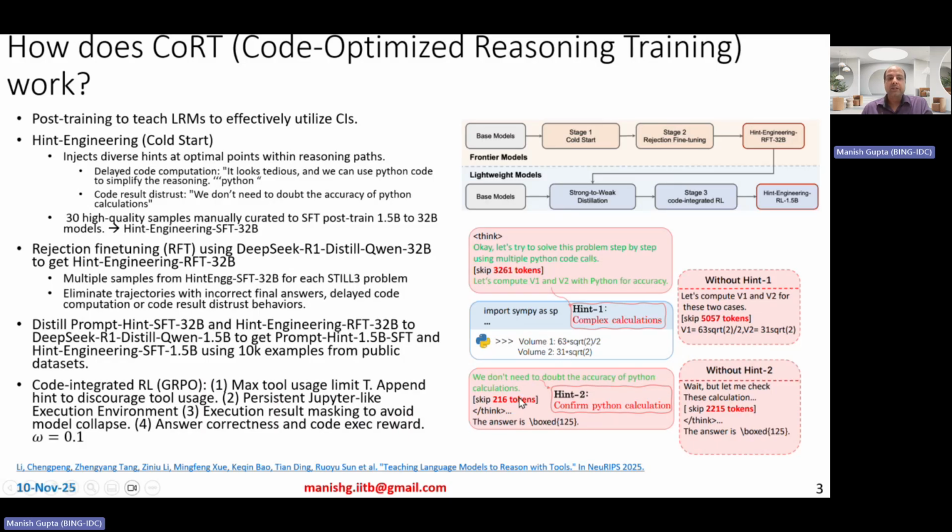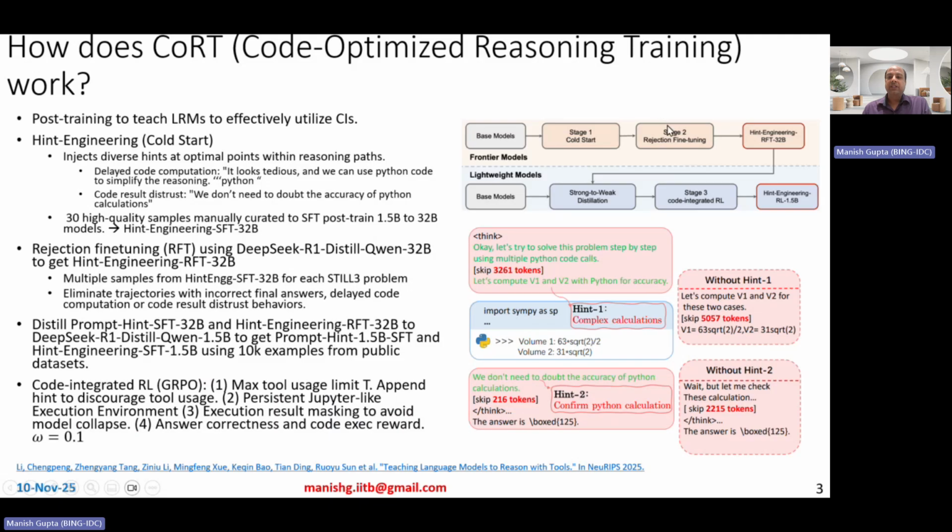They tried to do this automatically, but they found that automatic decision of where to inject these prompts was difficult. Therefore, they manually curated 30 high quality samples and used them for supervised fine tuning in the stage one part, to post train 1.5 billion to 32 billion parameter models. This gives you a hint engineered SFT 32 billion parameter model. So the output of stage one is this hint engineered SFT 32 billion parameter model.